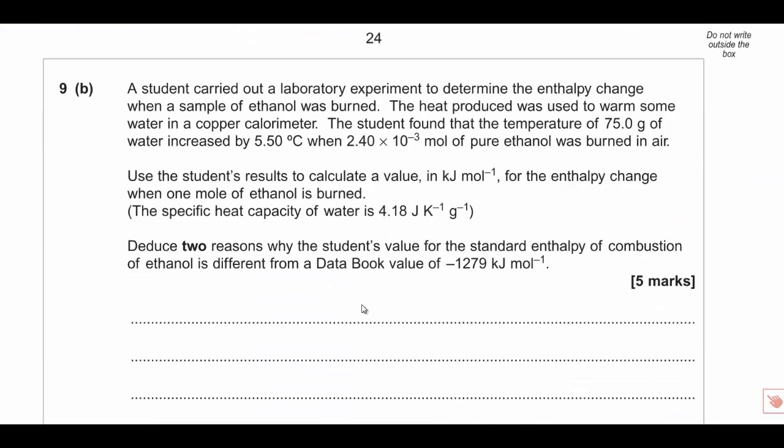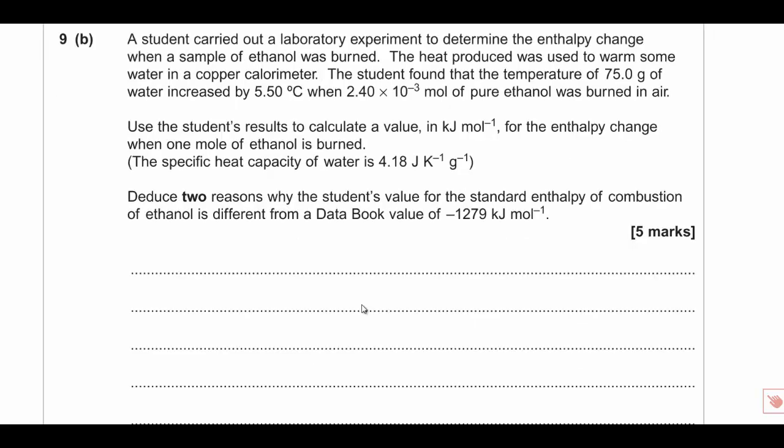9b, a student carried out a lab experiment to determine the enthalpy change of combustion, a bit more calculation. Heat produced to warm some water in a copper calorimeter. The student found the temperature of 75 grams of water increased by 5.5 degrees when 2.4 times 10 to the minus 3 moles of pure ethanol was burned in air. So, let's have a little go at calculating this then, shall we?